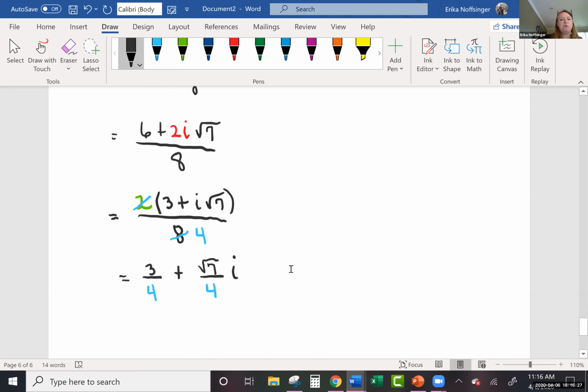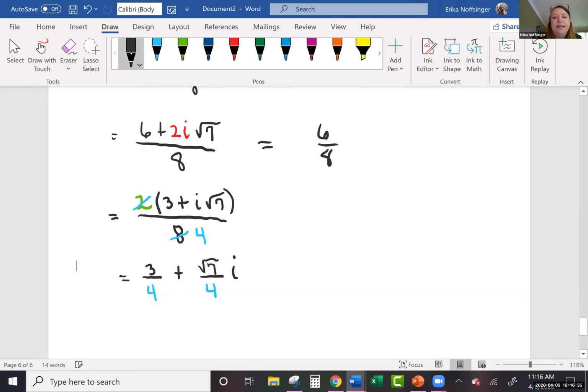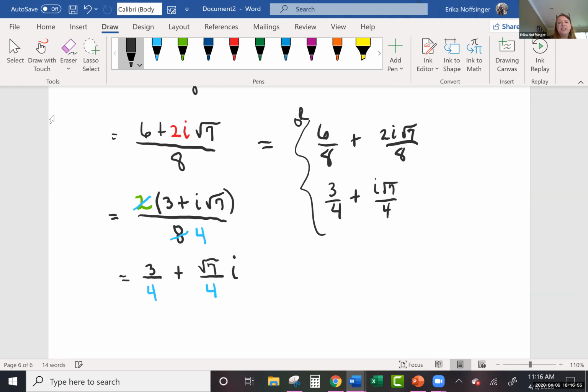I would knock off a point if you didn't reduce it. You could have, like I said, first rewritten it as 2 fractions, 6/8 plus 2i root 7 all over 8. Here, 6 over 8, 2 goes into both, so 3/4 plus, 2 goes into 2 and 8, so this would have been i root 7 over 4. Either way, you would have gotten the same results. And right there, I didn't pull the i out.